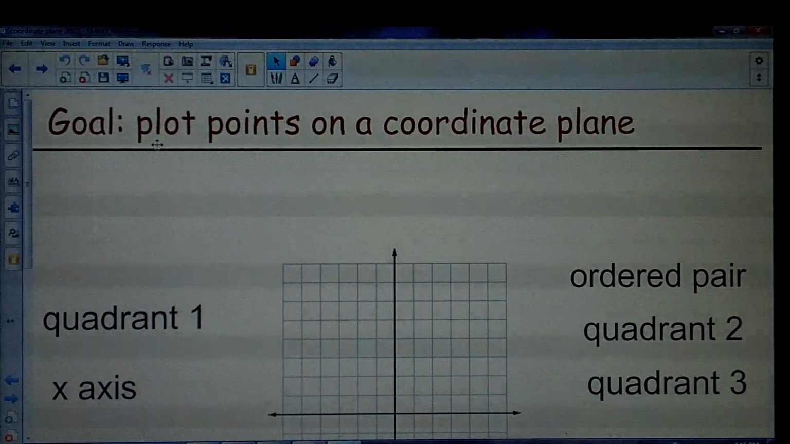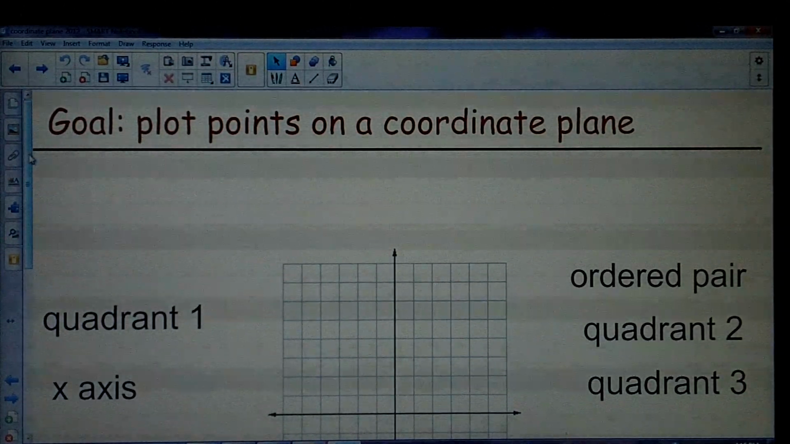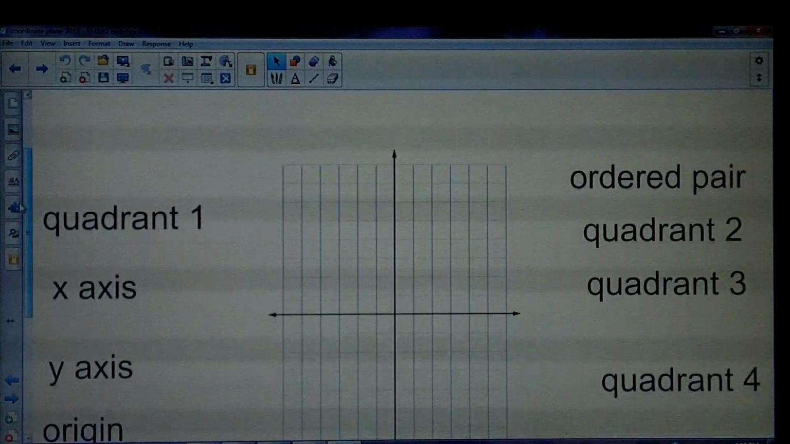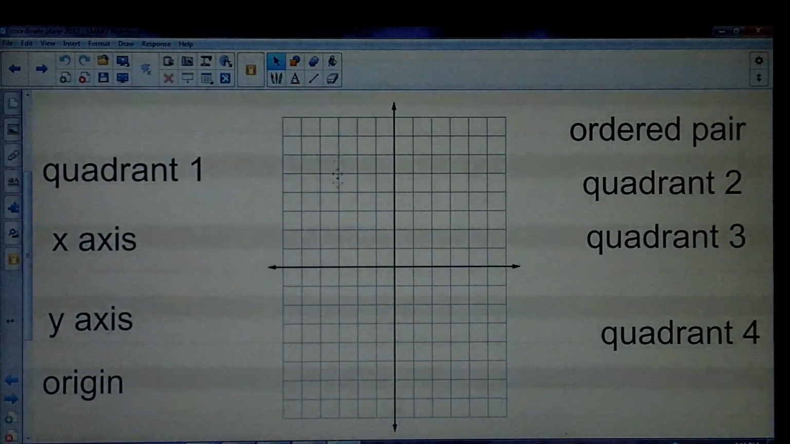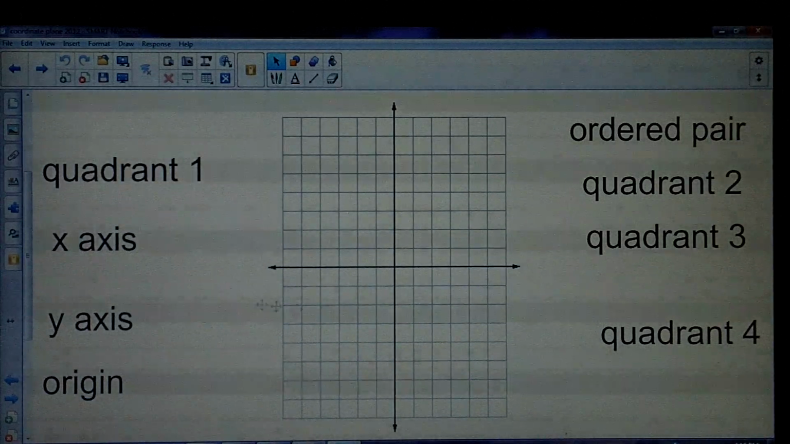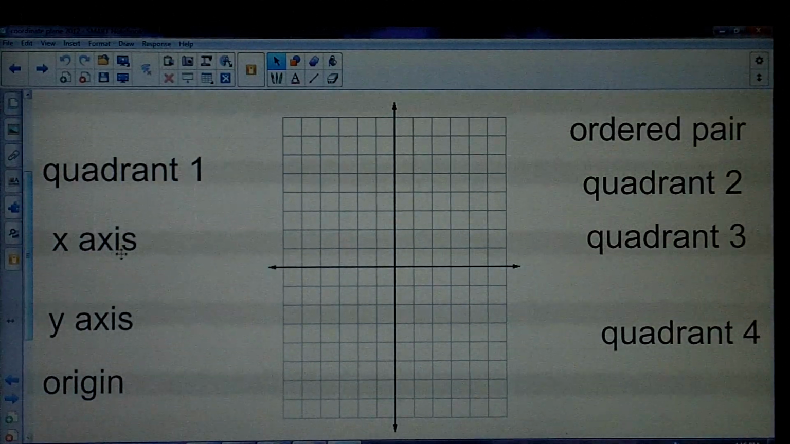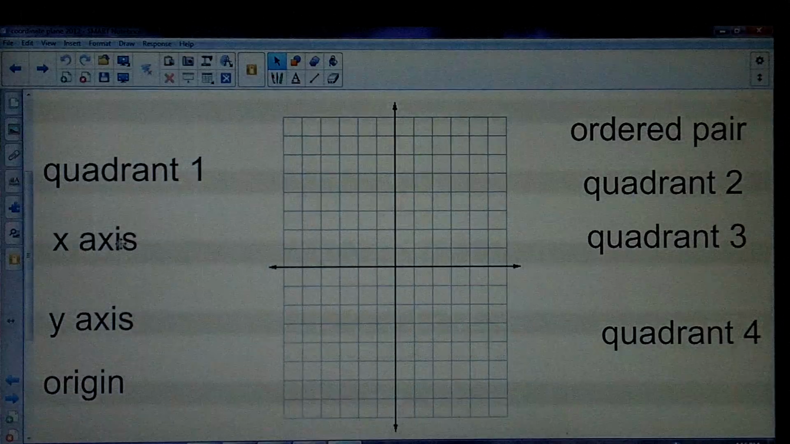Today we will plot points on a coordinate plane. On your paper is a coordinate plane. This right here, this figure. Now we're going to label some important parts of the coordinate plane.